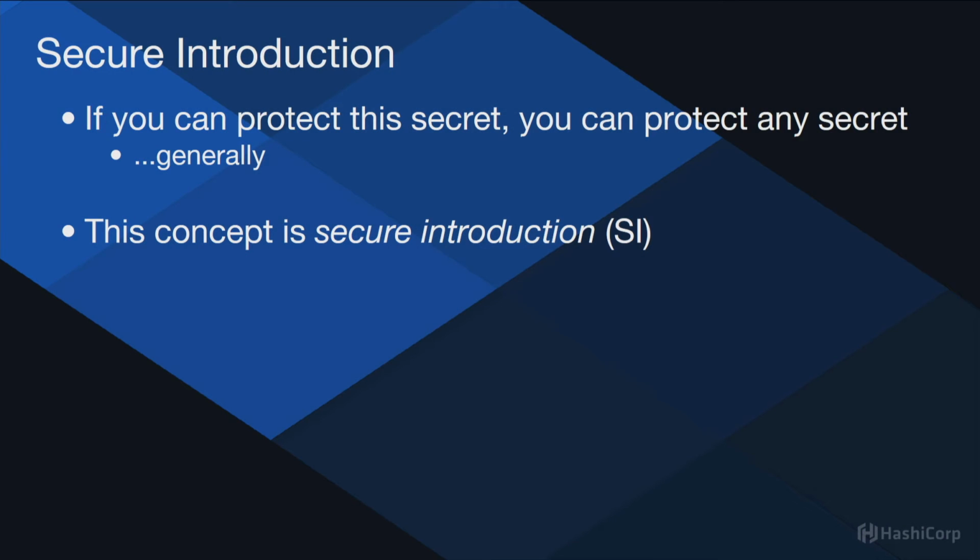This is secure introduction. If you can protect this secret, you can generally protect any secret. The idea is that if you can get one secret to your destination, you can use that to get other secrets. That's the secure introduction problem that we talk about a lot at HashiCorp. And that's basically the underpinning of this talk: we set out to say, how can we solve secure introduction for a container workflow like Nomad needs, but in a general sense, what are the things that we could do to make this problem easier to solve?